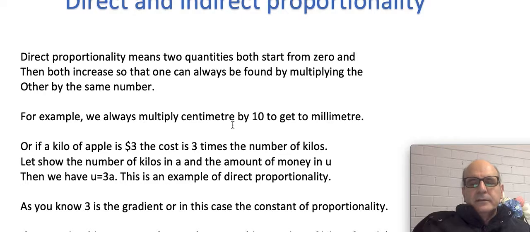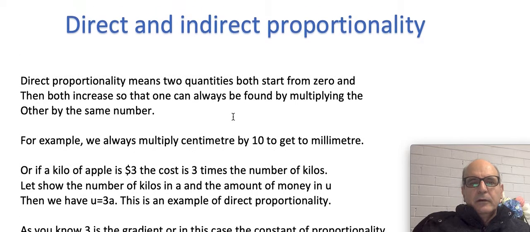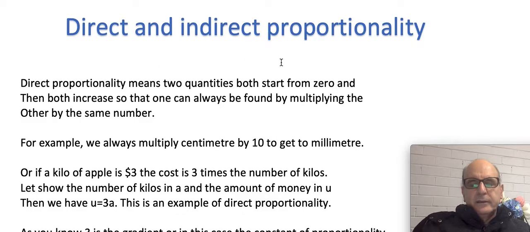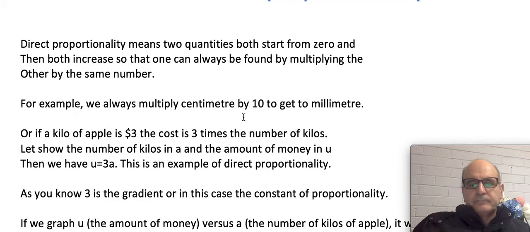If it is 1 centimeter, then it will be 10 millimeter. You times by 10. If you double the number of centimeters, you become 2 centimeters, sorry, the number of millimeters also will double, so it becomes 20 millimeters. So that is an example of direct proportionality.